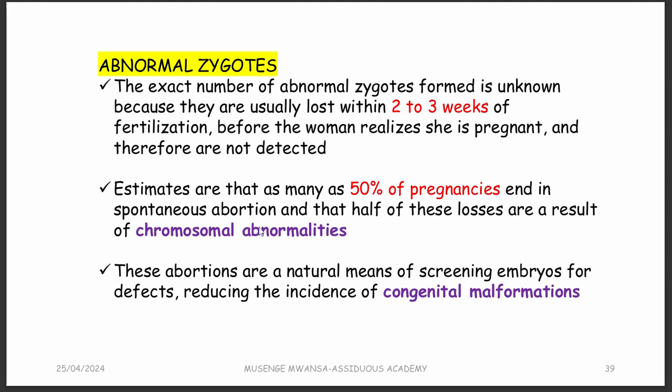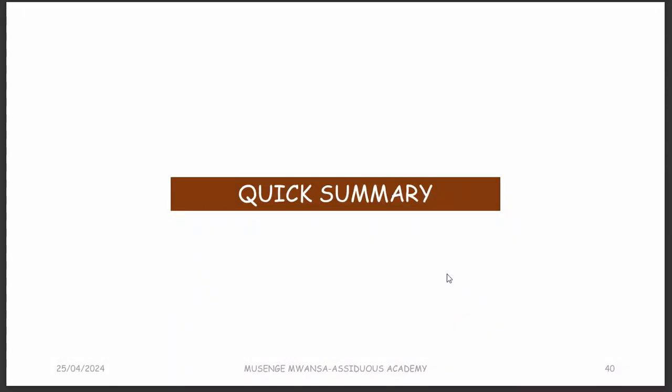This is a question which they will normally bring. The majority of abortions that happen automatically are due to chromosomal abnormalities. These abortions that happen naturally are actually good because they act like screening. You don't want what is not capable of implanting, because if it implants, you know what will happen? It can lead to congenital malformation. Someone is born without a mouth, without legs, and everything that can go wrong. So it is a protective mechanism.